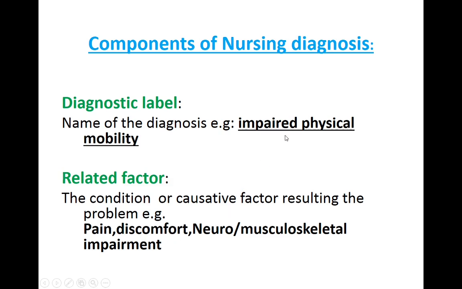Impaired physical mobility might be due to pain, maybe due to discomfort, maybe neuromuscular impairments, maybe due to some injuries. So this is becoming the cause, right? The related factor is the cause, and this is the problem. Okay, this is the diagnosis, and this is the etiology.